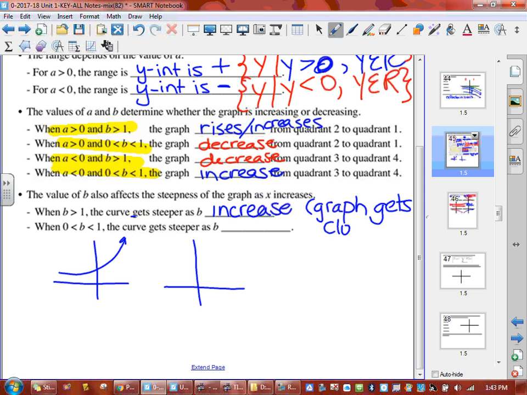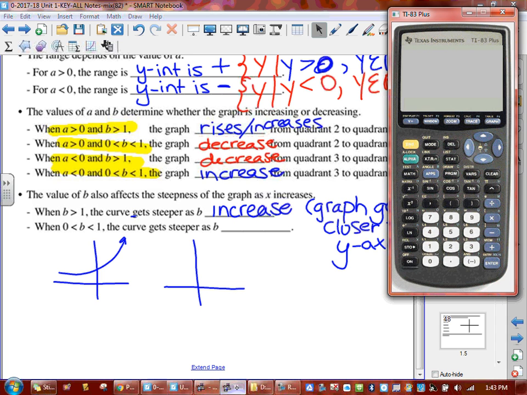It's steeper. When it's between 0 and 1, the curve gets steeper as b does what? Well, let's check it out. We'll change our b values now to fractions. So in here, instead of 2, I'm going to put 0.5, 0.5 exponent x. And then I'm going to take a different one. Let's go with 0.25 exponent x. Okay, which one's bigger? 0.5 or 0.25?